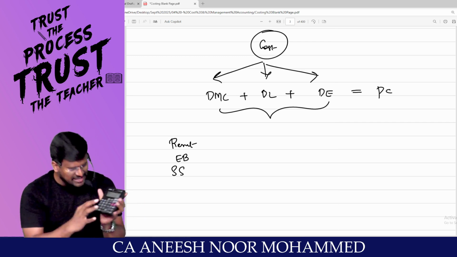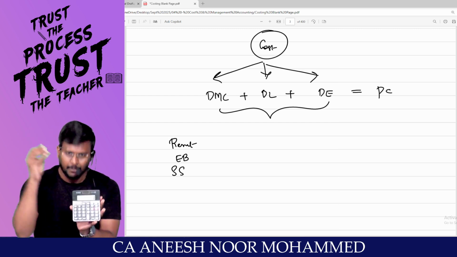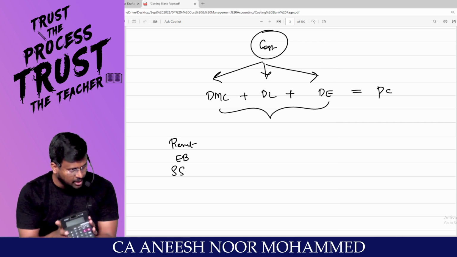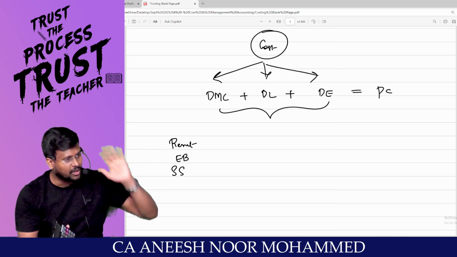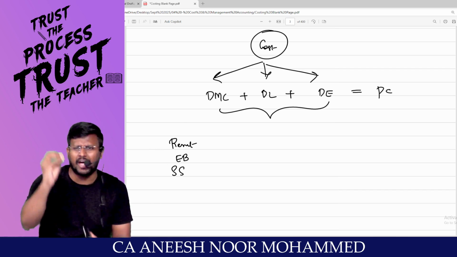Sir, this design has actually been found out by Tesla. This design of the calculator was actually found out by the Facebook owner. This design has actually been found out by some manufacturing company.